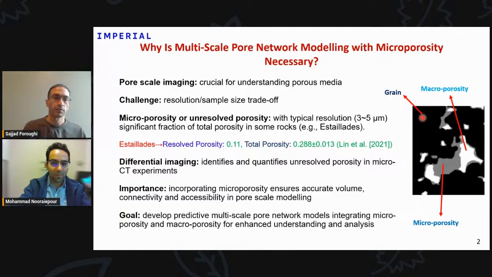So we know what is porosity modeling or porosity imaging.